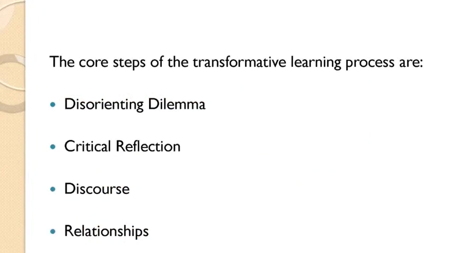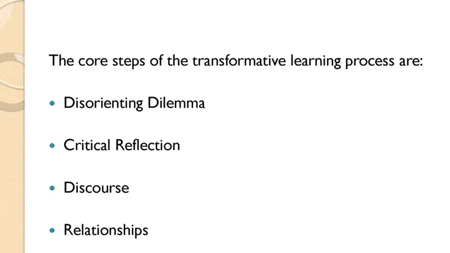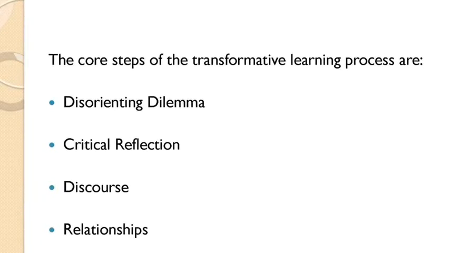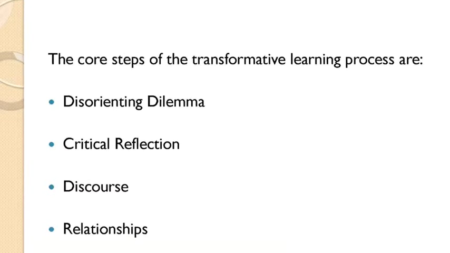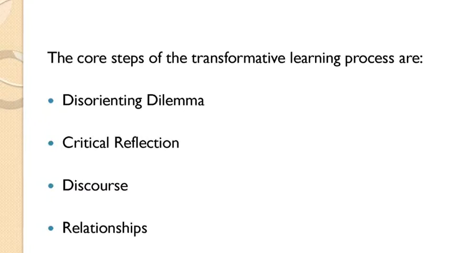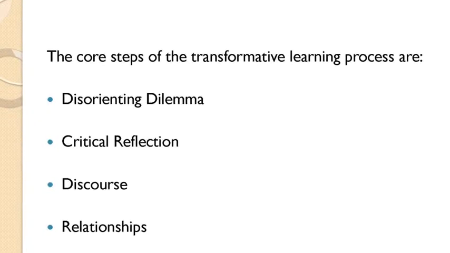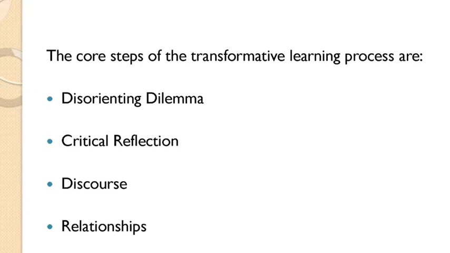The core steps of the transformative learning process are disorienting dilemma, critical reflection, discourse, relationships, and action. Perhaps a person is no longer happy with their current job or financial situation. They may feel lost, confused, angry, ashamed, or even have a fear of returning to school and of the use of new technology.